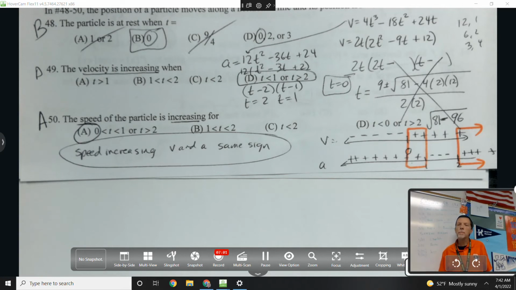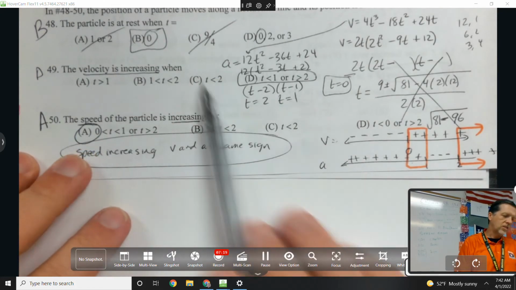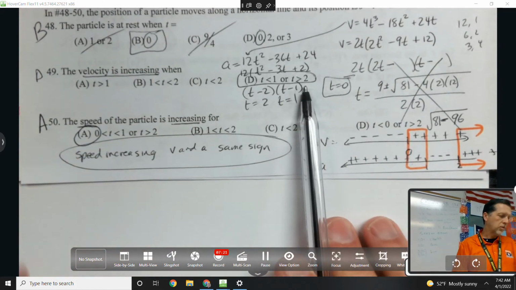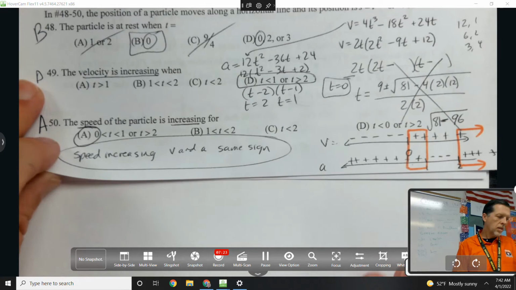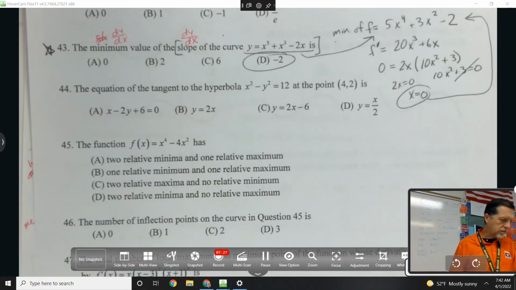So if they're both negative, it would still be increasing? Correct. Yep. If they were both negative, they would also be increasing. They would be increasing negatively, but the speed, you'd be speeding up going backwards if they were both negative. Good question. Lots of good stuff in that problem, or set of problems. What else?